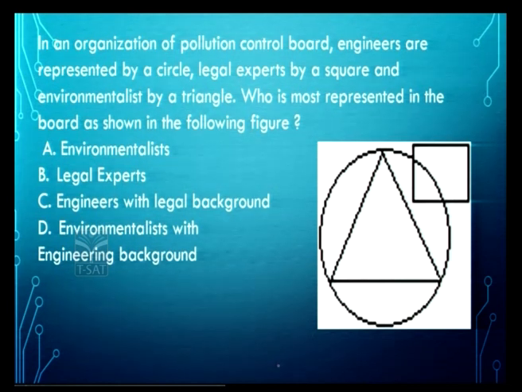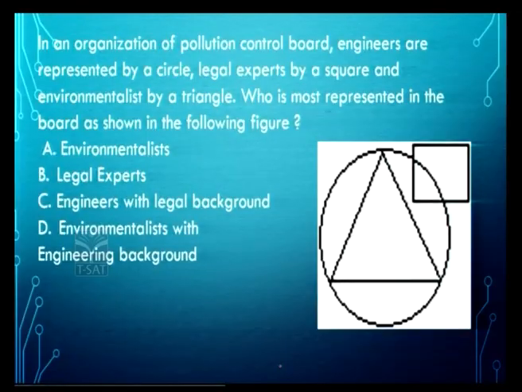In an organization of a pollution control board, engineers are represented by a circle, legal experts by a square and environmentalists by a triangle. Who is the most represented on the board as shown in the following? Most represented means who occupies the maximum area, and that is very important here. So, if you take this one, the triangle. What is the triangle here?